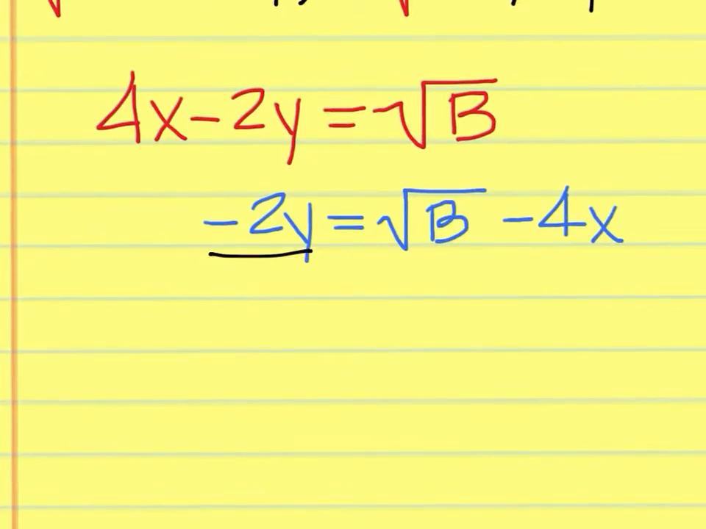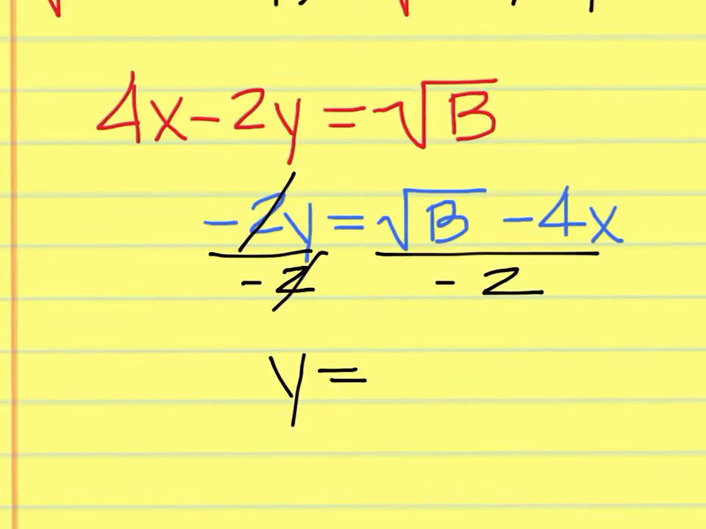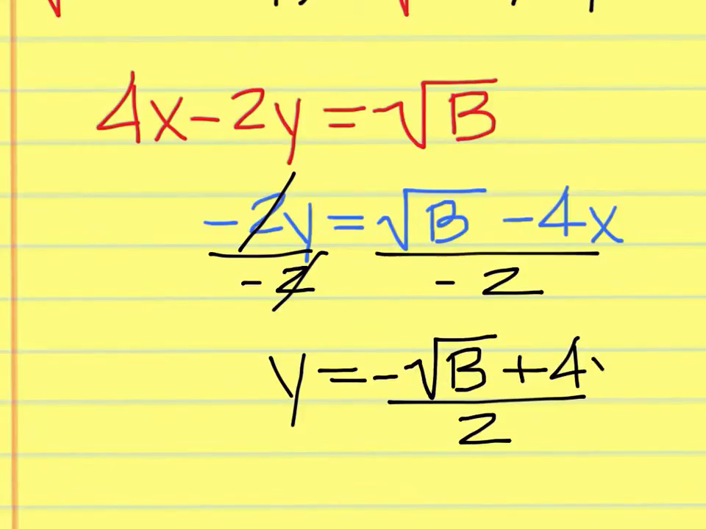Now we can divide both sides by a negative 2. That cancels here and we have y equals. When you're dividing by a negative 2, you don't want to leave the negative on the bottom. You can leave the 2 on the bottom, but you can get rid of the negative and change the sign of what's on the top to get a negative square root of b and then plus 4x.